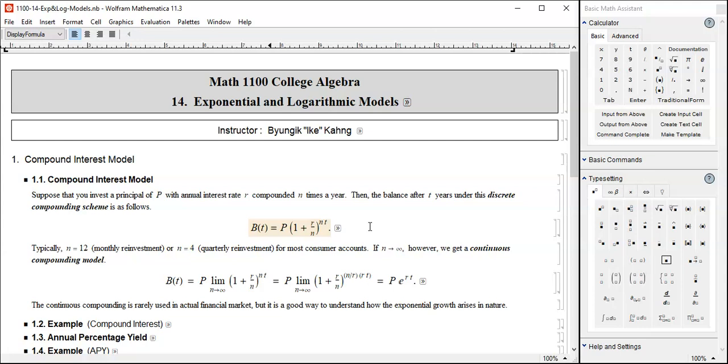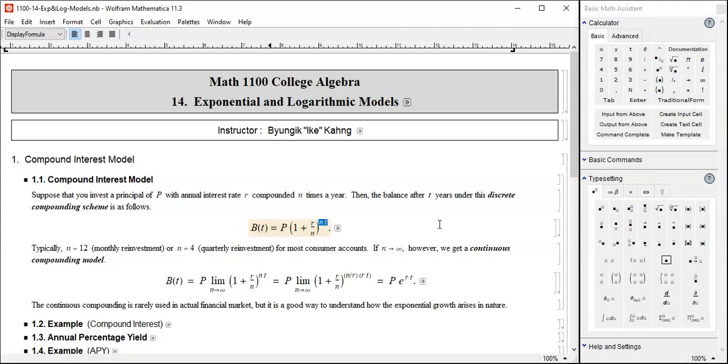Use your common sense. What's the best way? Of course, dividing by 12. And that's what this is, R over 12. Now, if it is quarterly reinvesting, then R over 4. Daily reinvesting, then R over 365. Get the picture? And then how about the power?